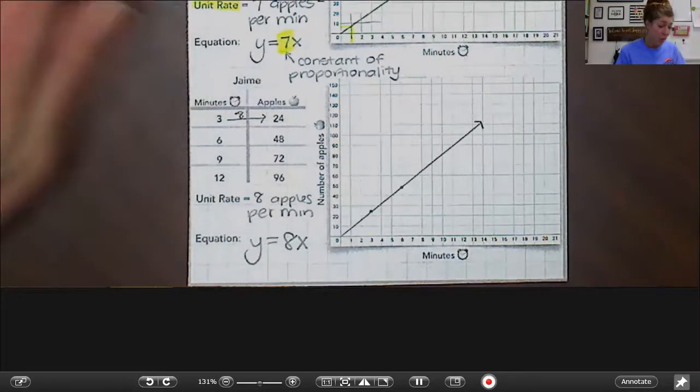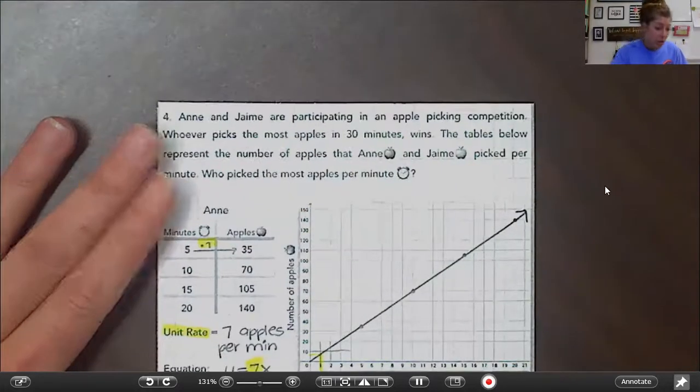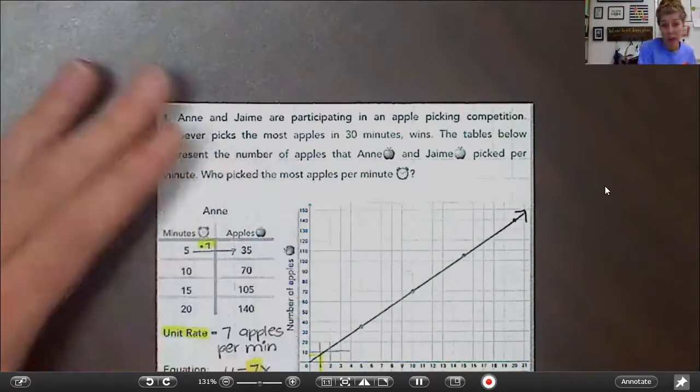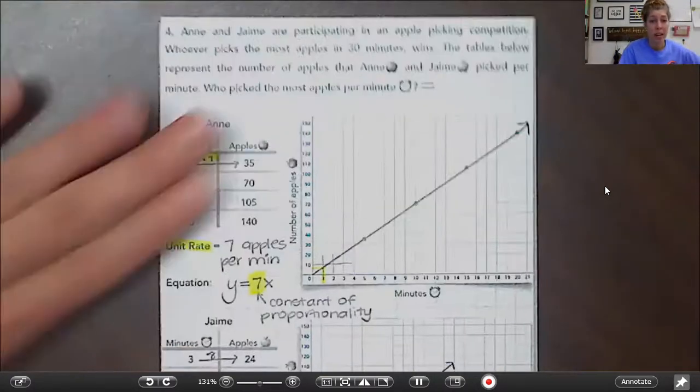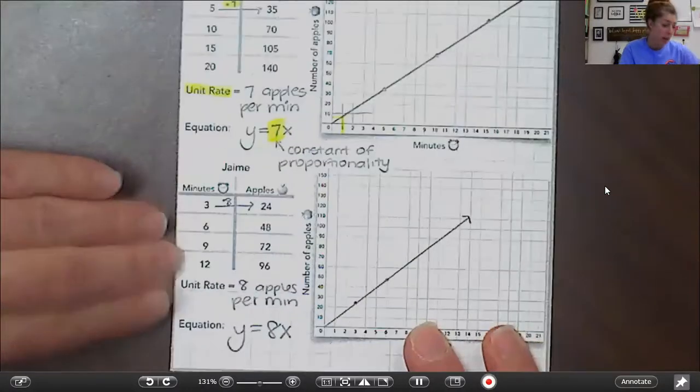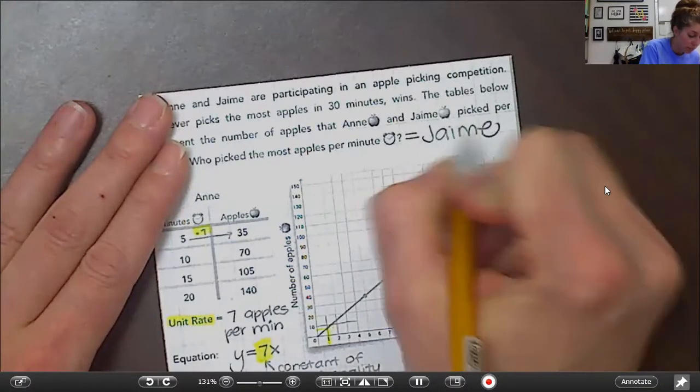Okay. Therefore, if I were to ask myself, really this whole question was about who picked the most apples per minute, that would be, I've got Anne doing 7 apples a minute, and I've got Jamie doing 8 apples a minute. So Jamie is the faster.